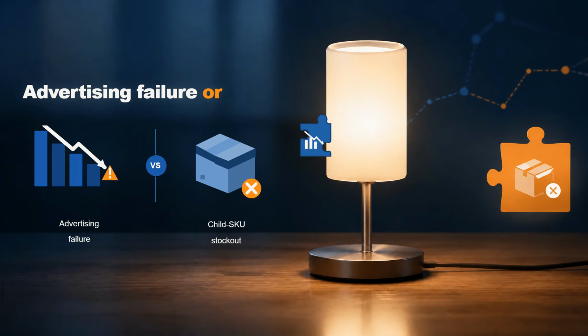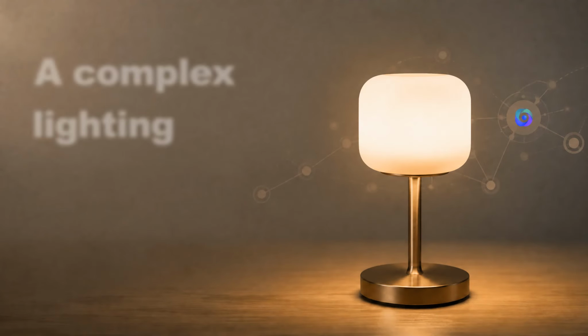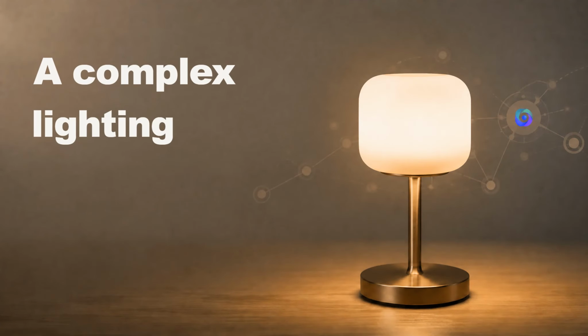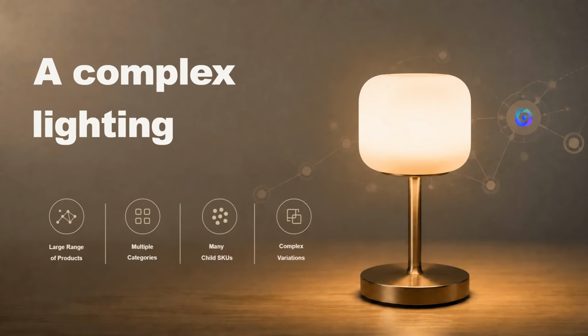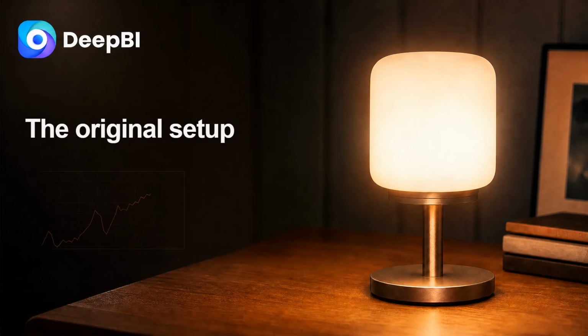The story begins in May 2025. This seller operates a lighting business on Amazon US, with more than 100 ASINs under management. Its parent-child variation structure is complex, including both established bestsellers with steady sales and new products being tested over time. Before adopting DeepBI, the store relied heavily on manual advertising management. Competition in the lighting category was intense, and cost per click was relatively high.